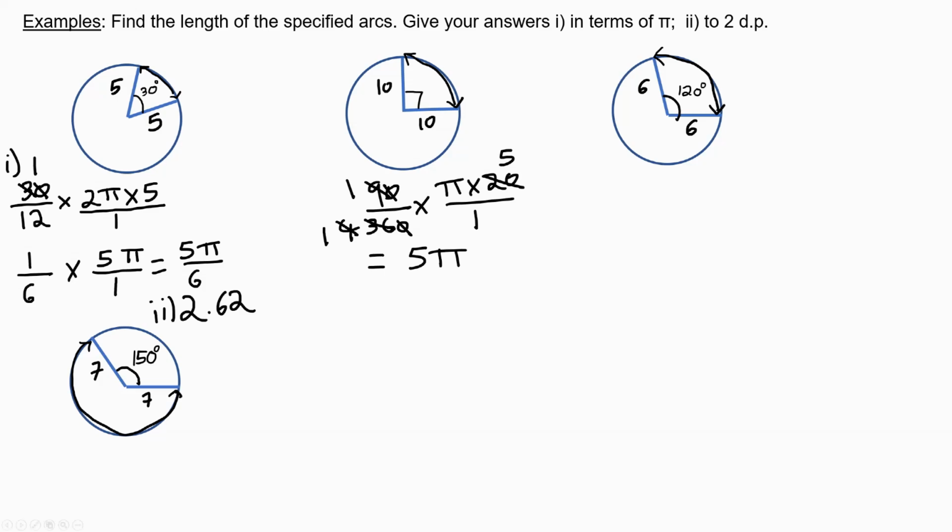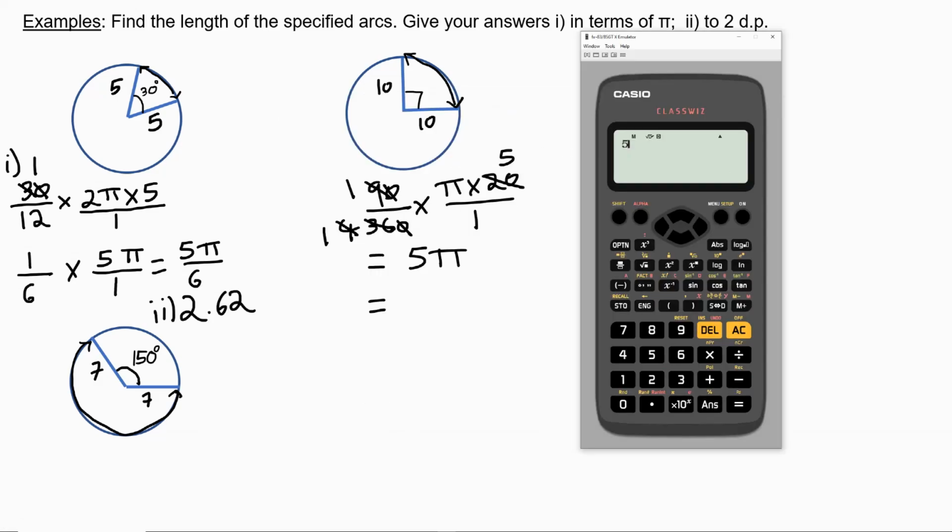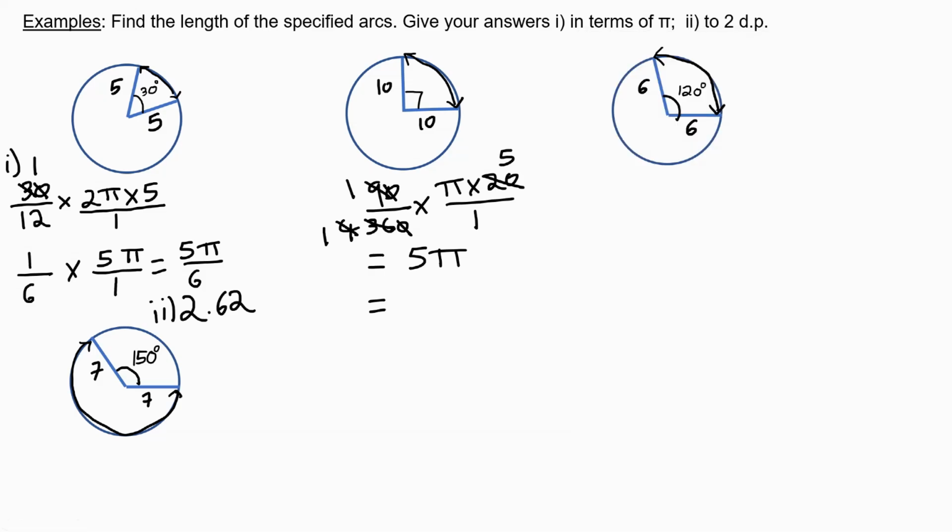Which, when you think about it, makes sense because the entire circumference would be 20 pi. So if we divide that by 4, which is what we've got here, we end up with 5 pi. And if I want this to 2 decimal places, I'm just going to do 5 times pi, and SD, that gives me 15.71 to 2 decimal places.